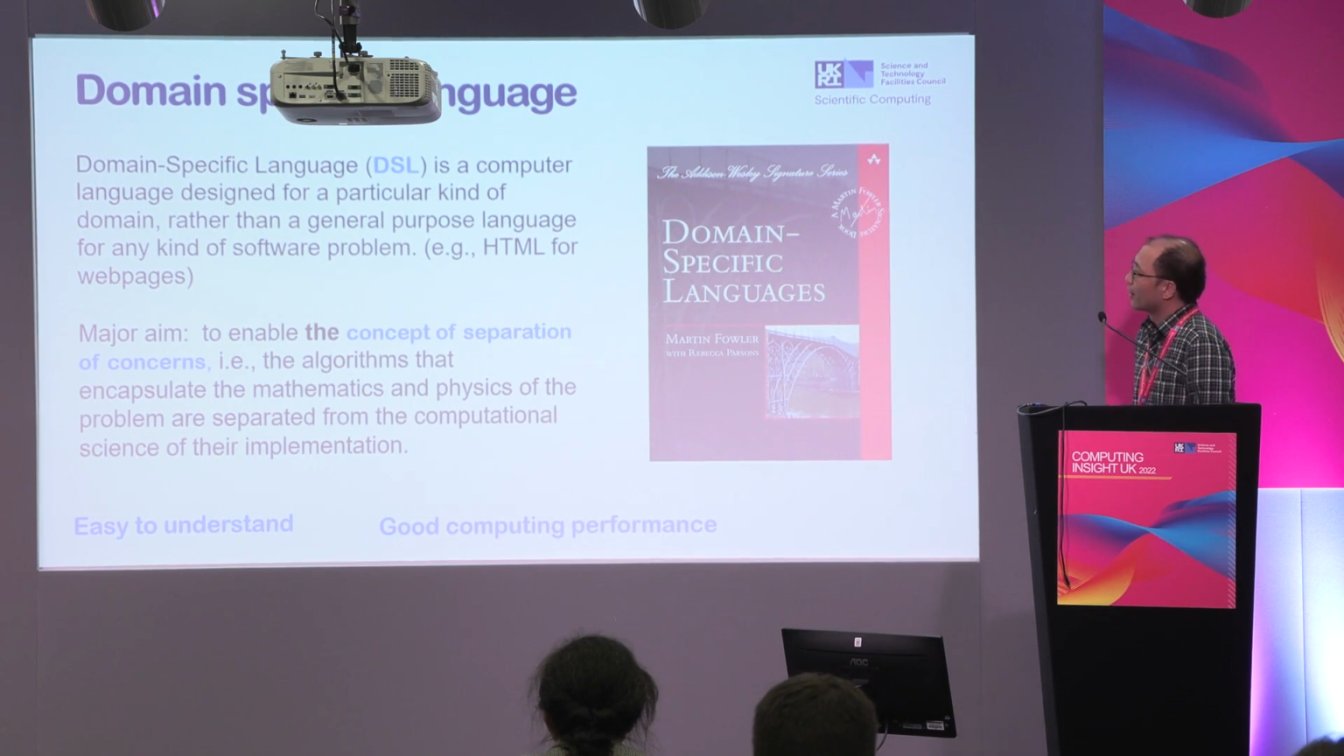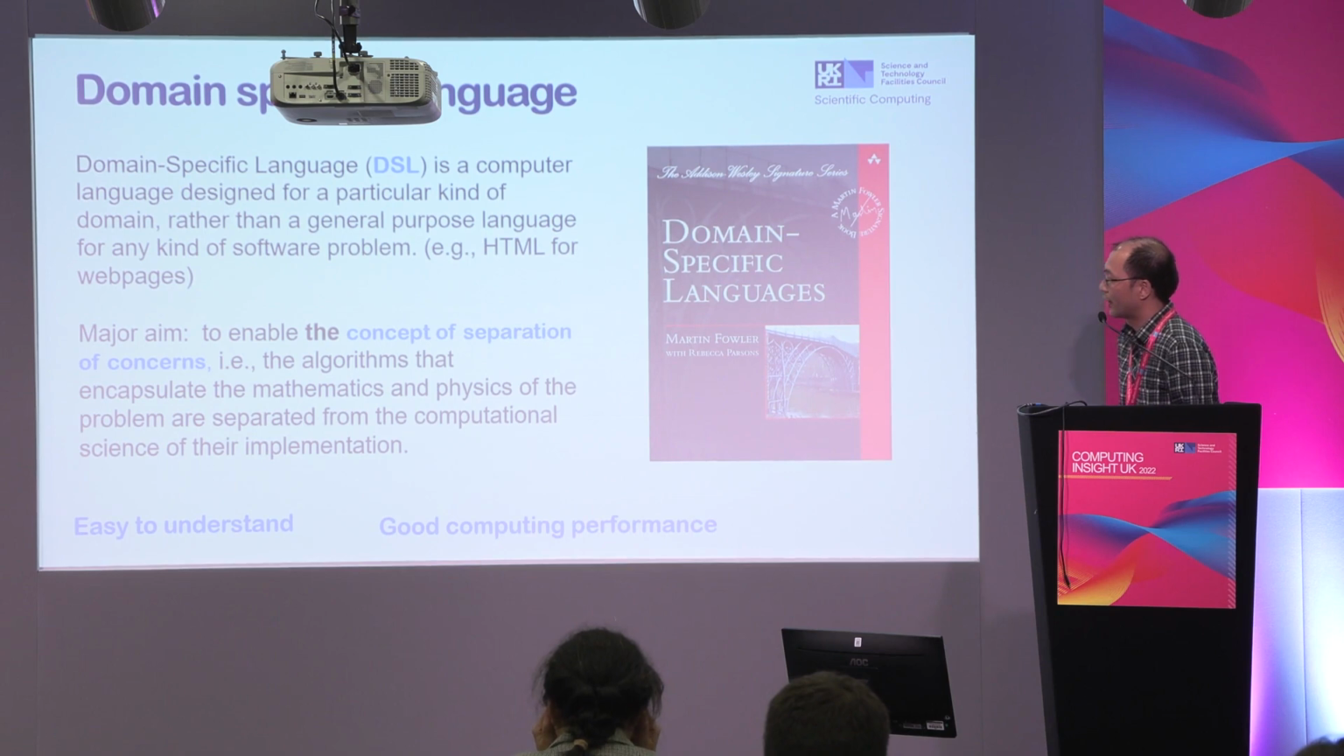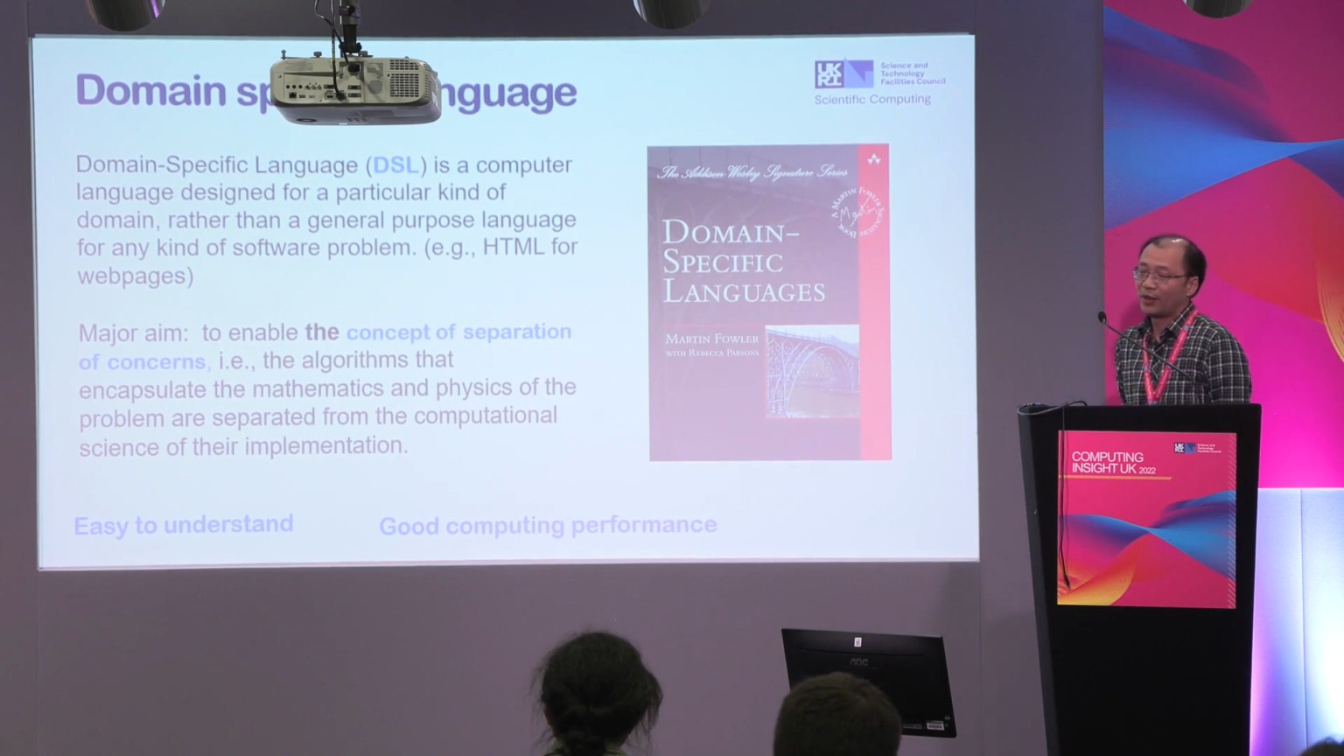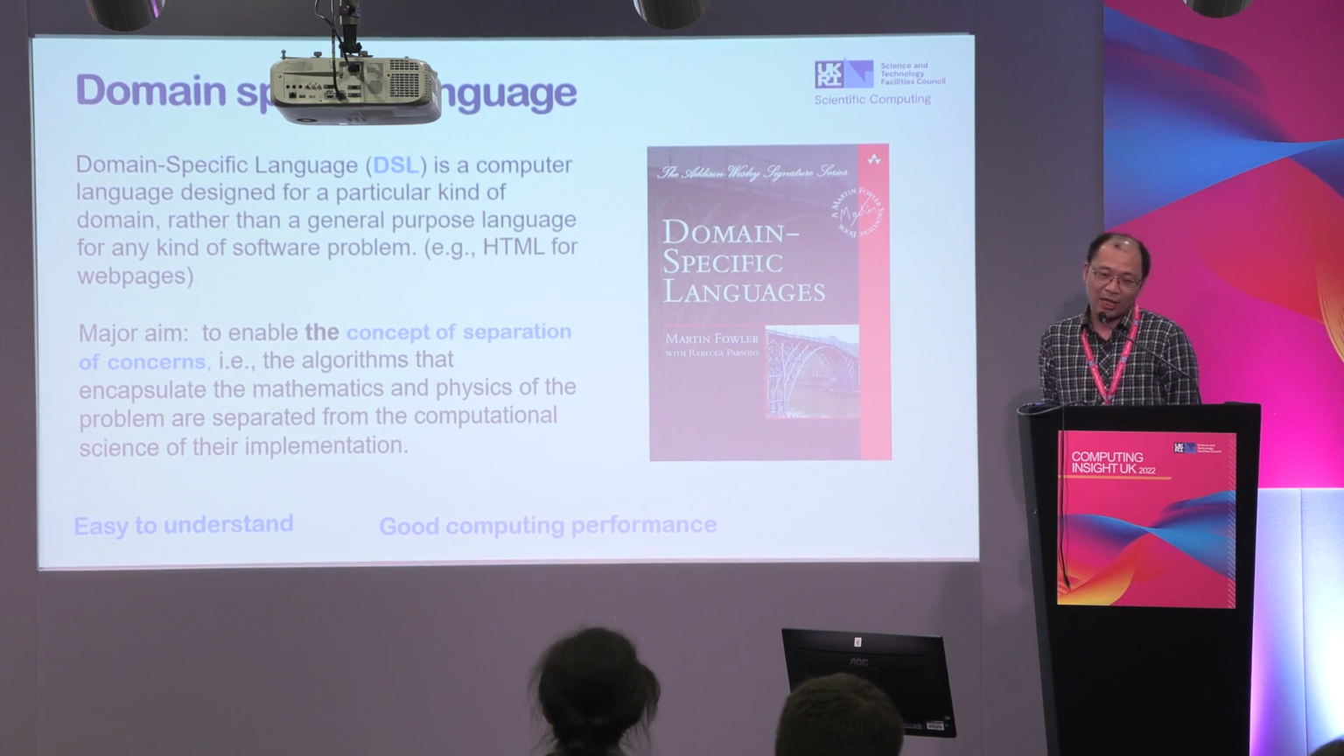Regarding scientific computing, our major aim is to enable a separation of concerns. That is, the algorithm that encapsulates the mathematics and physics of the problem should be separated from the computational science of the implementation. Just to use GPU as an example, we should enable our researchers or developers to focus on how to implement the math for the physics, rather than every day focusing on how to program GPU or how to program FPGA.